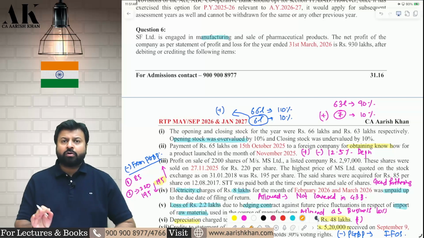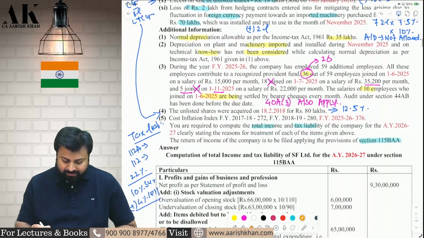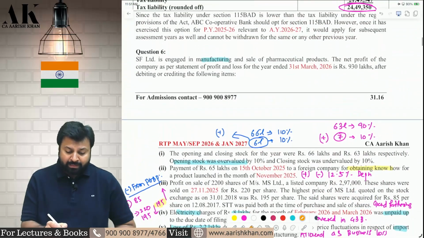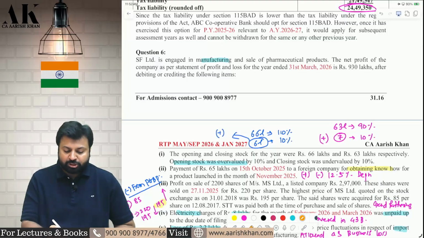Again, whenever a total income question comes, you have to check what? You have to check the last line first. What is asked? They have asked to compute total income. They have asked to compute tax liability as per 115BAA. Okay, 115BAA is coming again and again. Be very careful with that. 115BAB is not very important. 115BAA is very important for us in the examination.